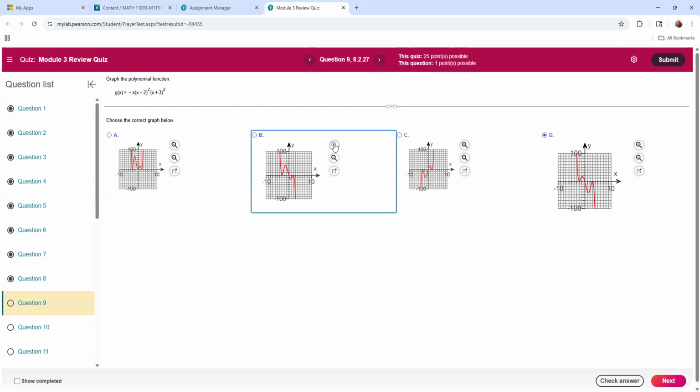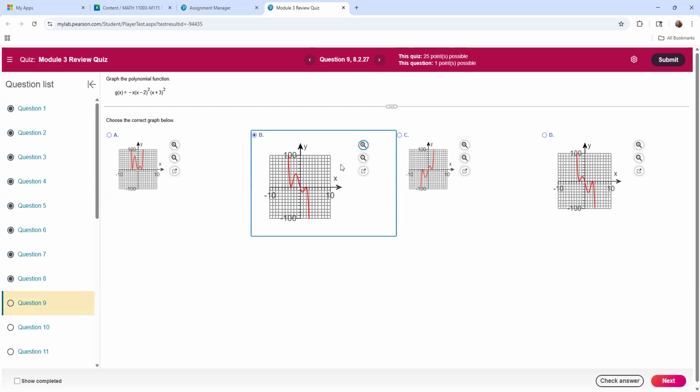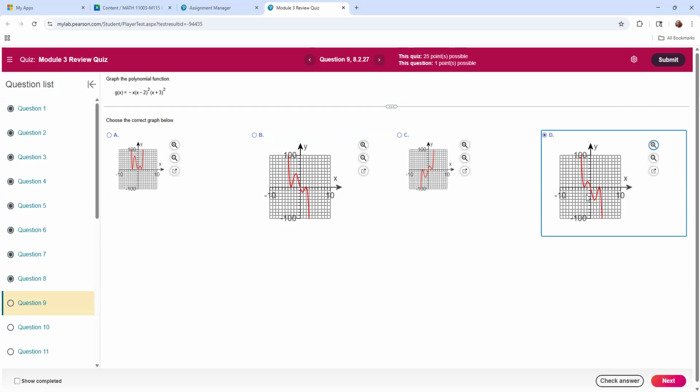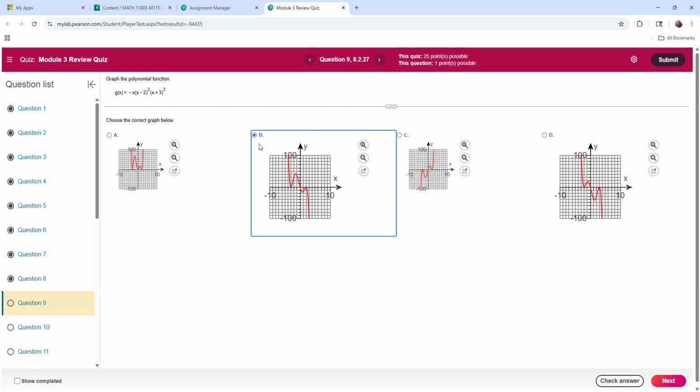So the thing about it, you got to be really careful and zoom them in a little bit. So on B, see how it's touching the negative 3 on the left side, and then it's touching under the 2 on the x-axis on the right side? That's the one we need. If you look at D here, it's touching at negative 2 on the left side, and it's touching over there at positive 3 on the right side. So you want to go with B on that one, and then hit next.